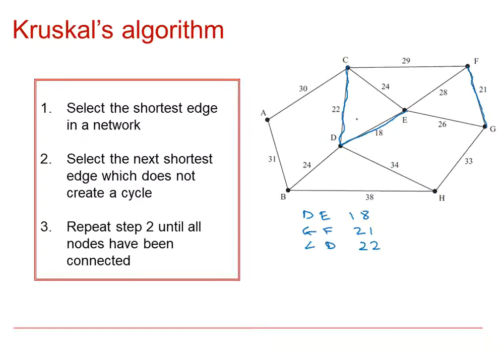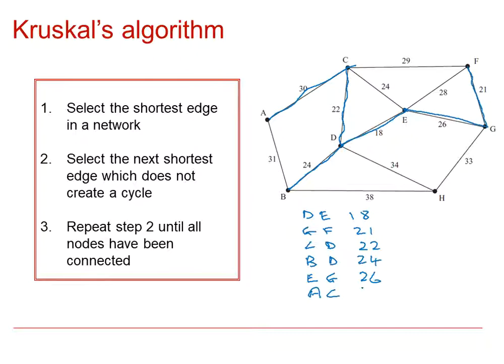There are actually two 24s. I can't use this 24 because that would create a little cycle, so I have to use BD at 24. The next shortest one is EG at 26. And the next shortest one is AC at 30. I can't use the 29 by the way because that would create a cycle here. So you skip over the 29 and the next one I can use is the 30.